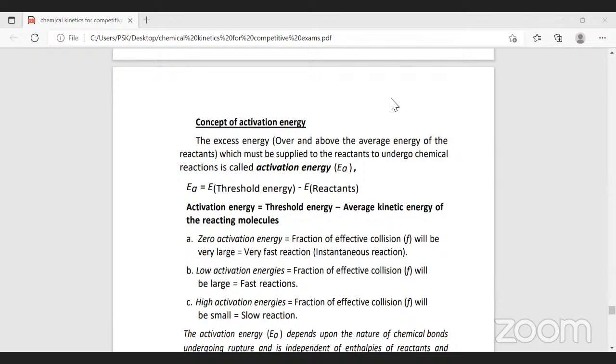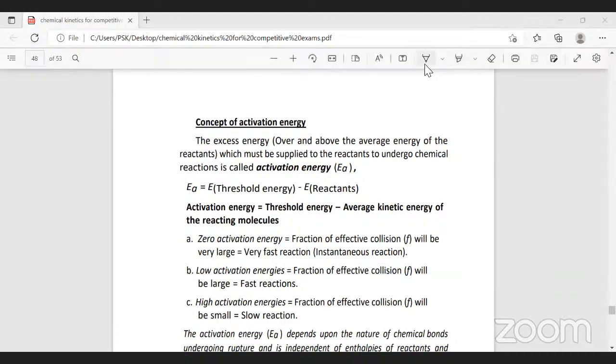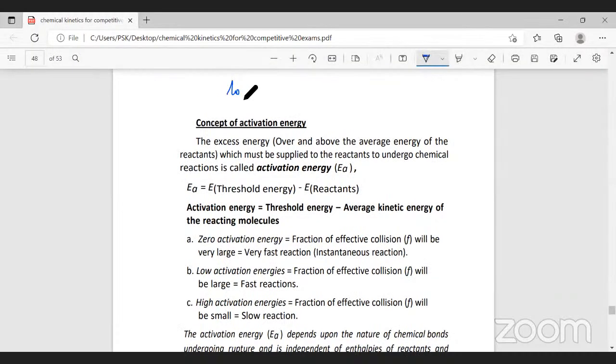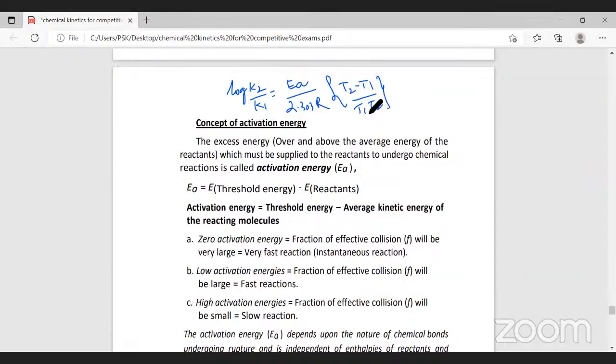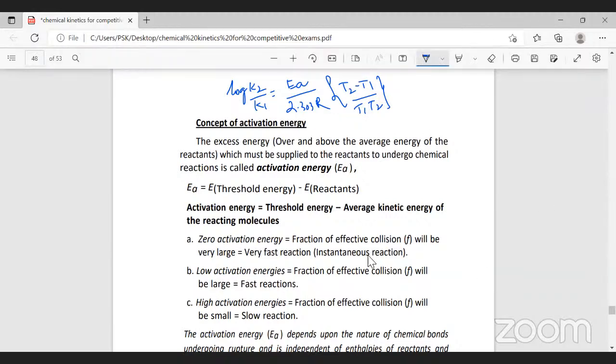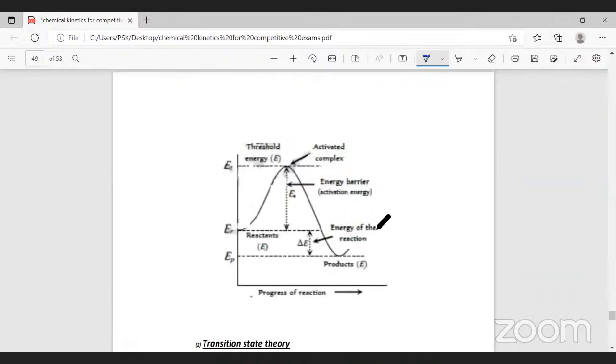If you remember, to calculate the energy of activation at two different temperatures, we learned the derivation. I will write the equation: log K2 by K1 is equal to Ea by 2.303 R times (T2 minus T1) divided by T1 T2. We derived this equation to calculate the energy of activation at two different temperatures. Now, the concept of activation energy that we learned in the last class, we will continue with this.